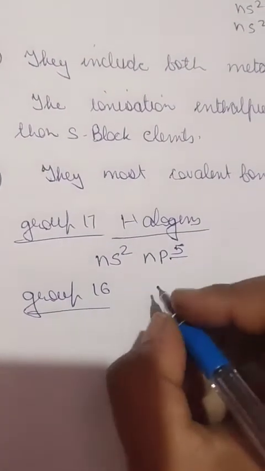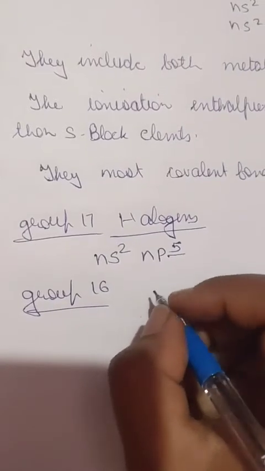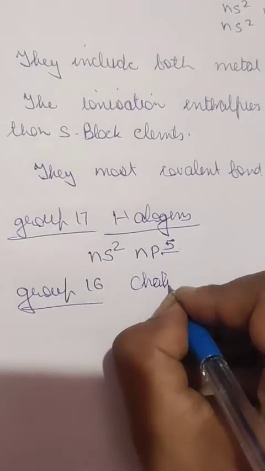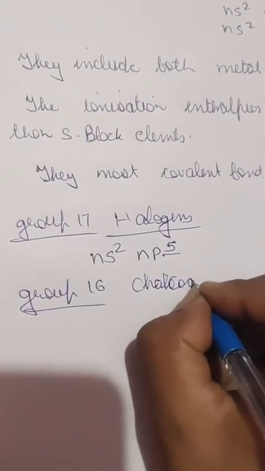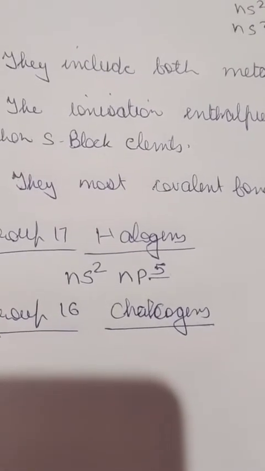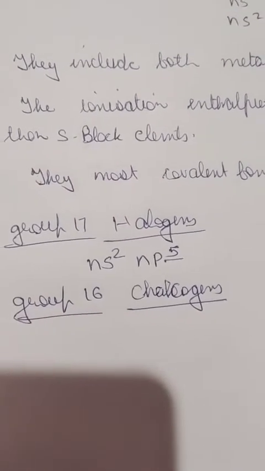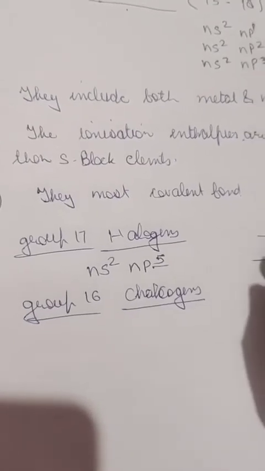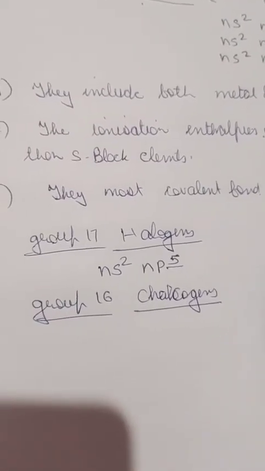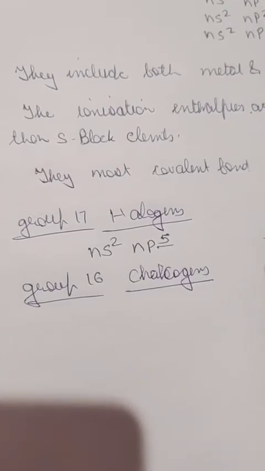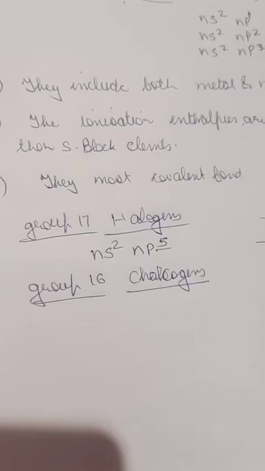So these halogens and group number 16, which is called the chalcogens, can readily accept 1 or 2 electrons, and they want to attain the electronic configuration of their noble gas. So that's why these two groups, group numbers 16 and 17, are also very highly reactive.